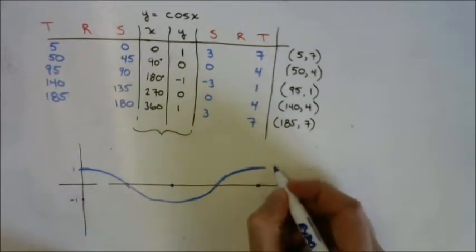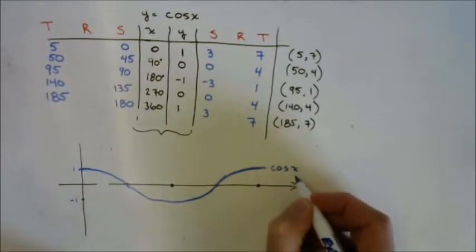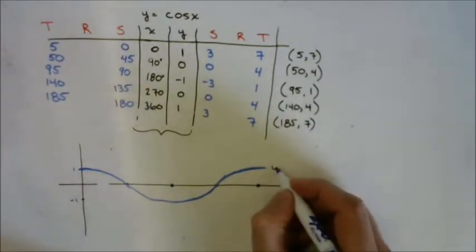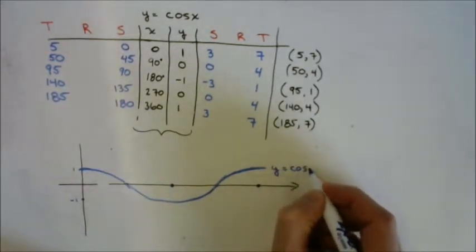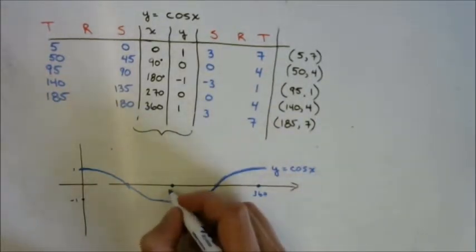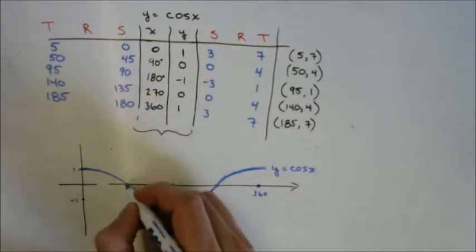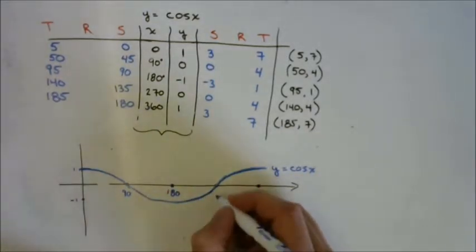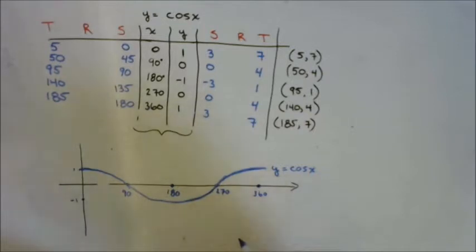So there's cosine of x, y equals cosine of x. Okay, this is 360, 180, 90, 270.